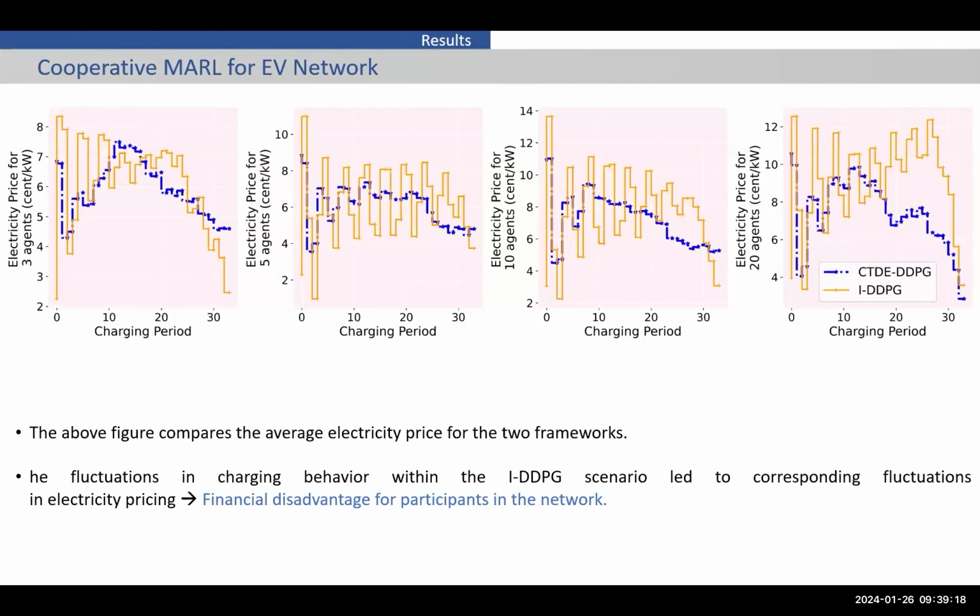And this is the price comparison for 3 agents, 5 agents, 10 agents, and 20 agents. We see this fluctuation in the price as well for the orange one, which is the independent one, which means that this is a financial disadvantage for the participants in the network because the price is changing a lot.